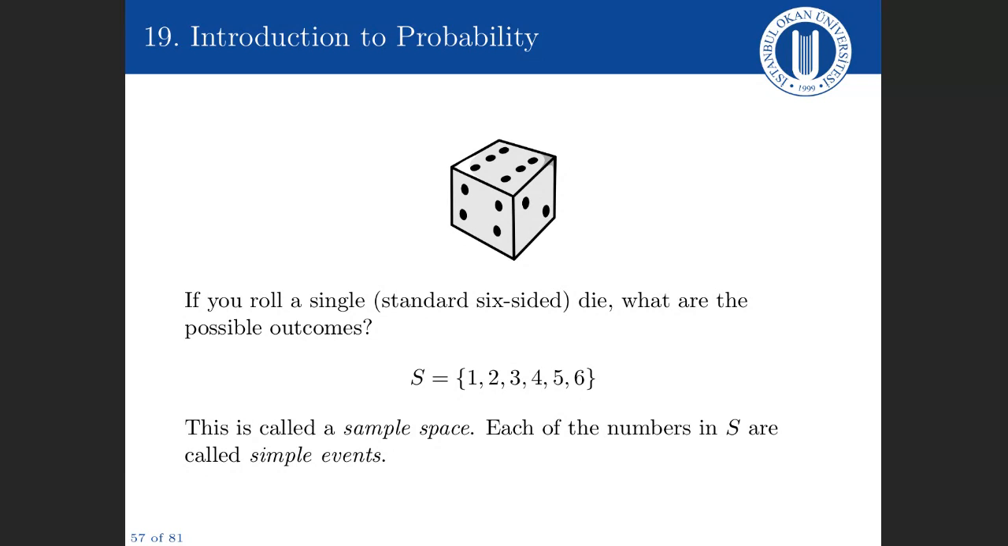Let's suppose we roll a single die. What are the possible outcomes? We might get a 1, we might get a 2, we might get a 3, we might get a 4, we might get a 5, we might get a 6. The set of all of the possible outcomes of some experiment is called a sample space. And each of the numbers in S, or the elements in S, are called simple events.